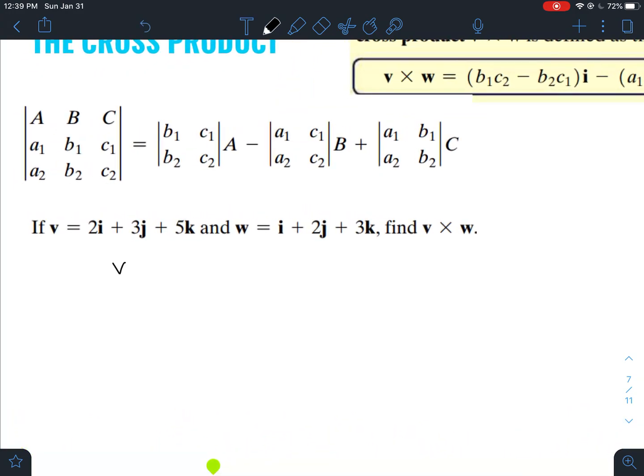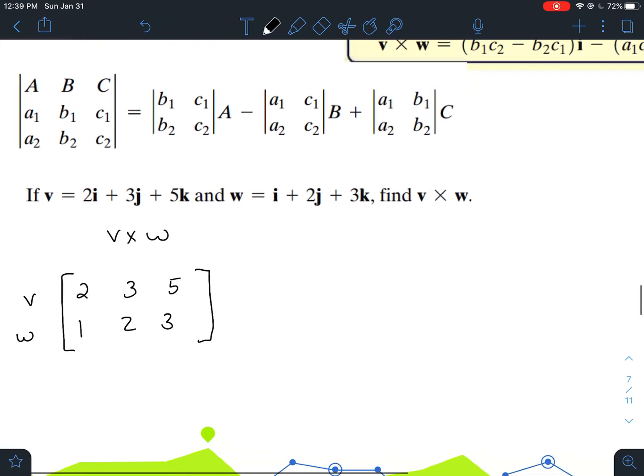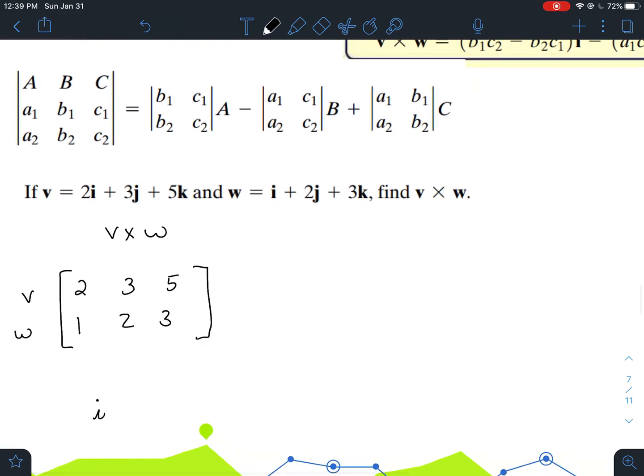So if we wanted to find the cross product of v times w, first let's put these into matrix form. We have the components 2i, 3j, 5k for vector v, and for vector w, we have 1i, 2j, and 3k. If we want to find the cross product, not v plus w, sorry, v crossed with w, and we want the new i component, we eliminate the i column and find the determinant of the matrix 3, 5, 2, 3.